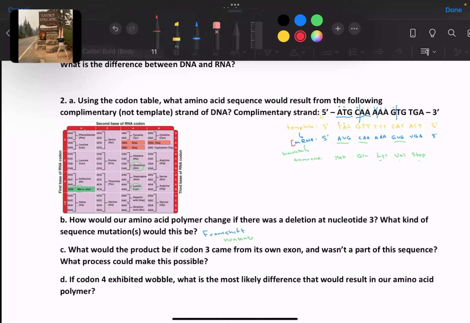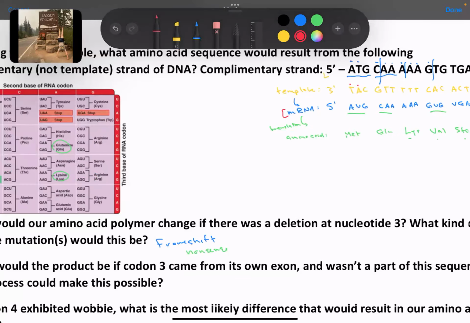And once again, this isn't a review of transcription, but we know that DNA is typically made up of sequences that we keep that go into our mature RNA and sequences that we cut out.